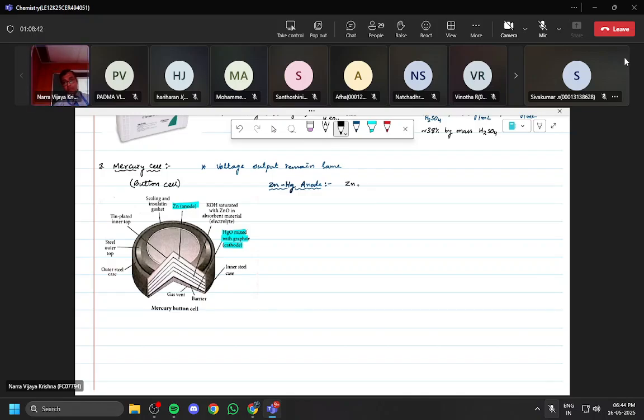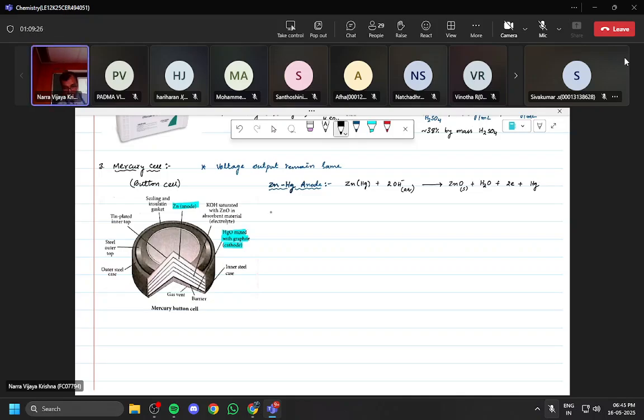Awesome. Now see this, sir. I am taking zinc amalgam with base. From where did I get that base? Observe this. KOH saturated with zinc oxide is the absorbent material. It is behaving as electrolyte. Means base is present or not? KOH, so OH minus ions are there. So zinc is reacting with those OH minus ions to form zinc oxide plus H2O plus 2 electrons plus mercury.